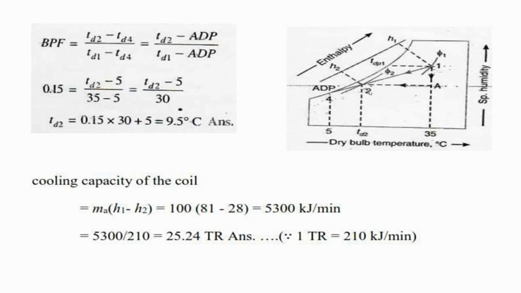Now we have to convert into tons of refrigeration. So we divide by 210. If we have the value in kilojoules per minute, we divide by 210, and if the value is in kilojoules per second, we divide by 3.518. So we get the value in tons of refrigeration, and our final answer is 25.24 tons of refrigeration.